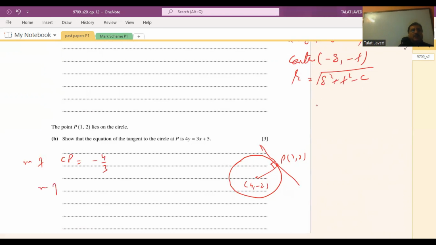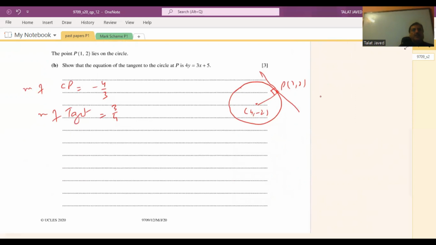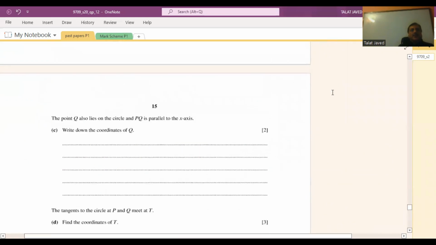So the gradient of the tangent, using y equal to mx plus c, is 3 over 4, so y equals 3 over 4 x plus c. To find this c, we use the point P (1, 2) in the equation y equal to 3x plus c.